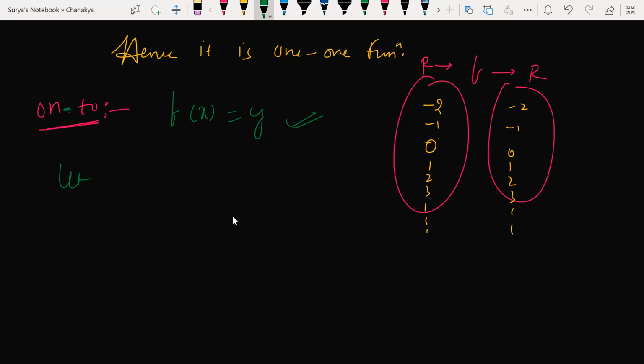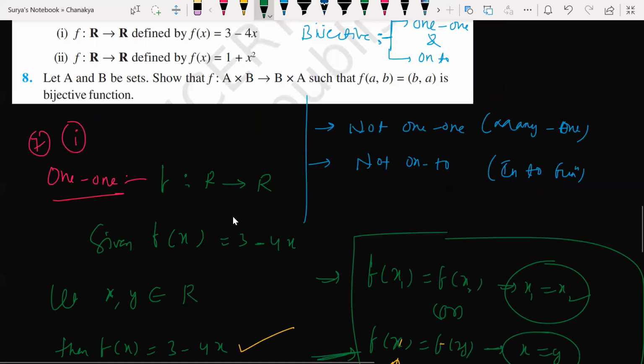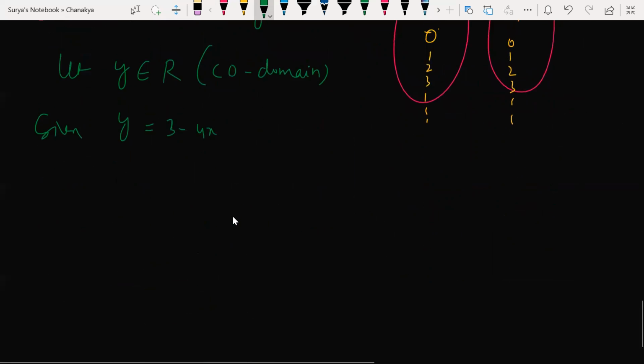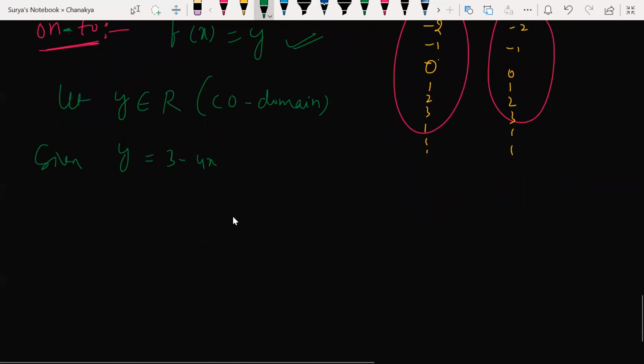Now let's take y belongs to the real number family. I'm talking about the codomain here. This is the y element, this is the x element. y belongs to the real numbers, the codomain. y is equal to what is given? 3 minus 4x. Yes, 3 minus 4x is given, still in the first question. So f of x is equal to y, we have to prove.